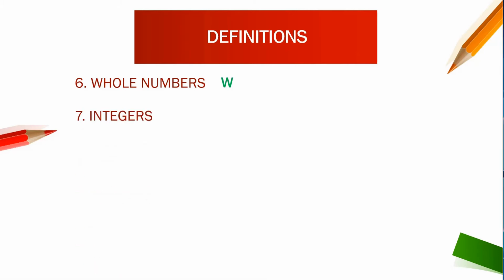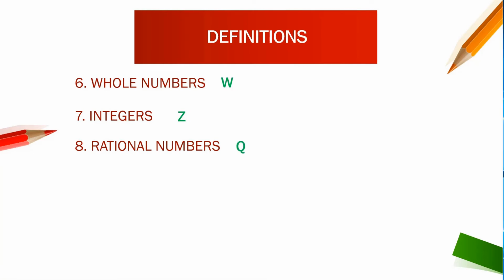Our seventh definition is integers. Integers are the negative and positive whole numbers. So integers would be -1, -2, -3, 0, 1, 2, 3, and so on. Integers are represented by the letter Z. Our eighth definition is rational numbers. Rational numbers are all numbers which can be written as common fractions or repeating and recurring decimals or integers. Rational numbers are represented by the letter Q.